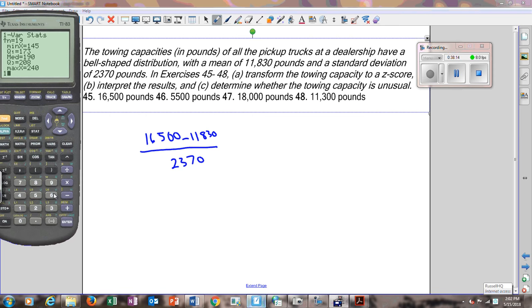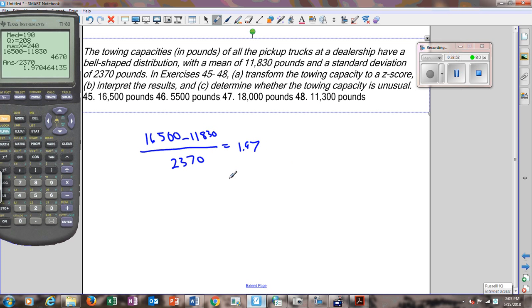So you do 16,500 minus 11,830, which gives you that, divided by 2,370. And that gives you 1.97. So it's 1.97 standard deviations away from the mean, which means it falls within that 2 standard deviation range, so it's not unusual.